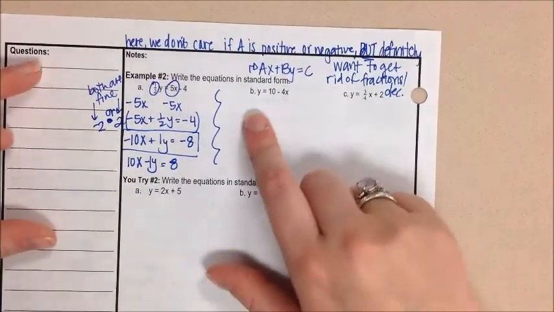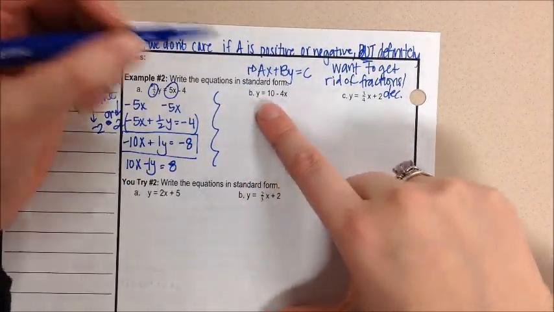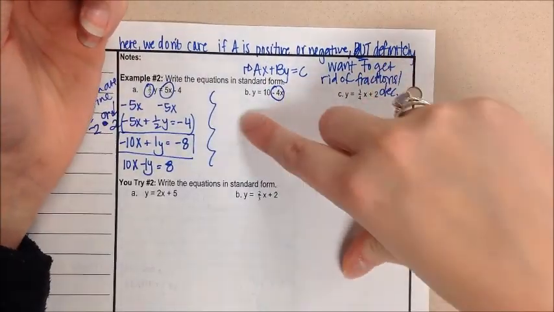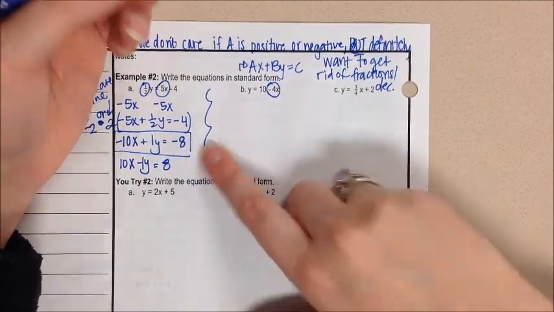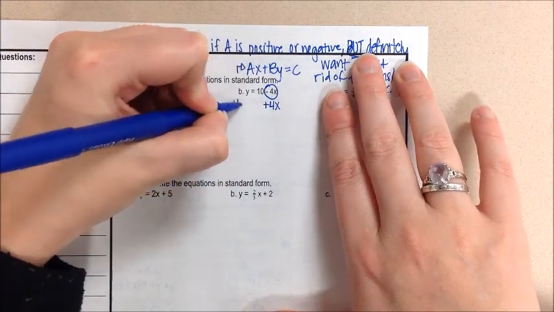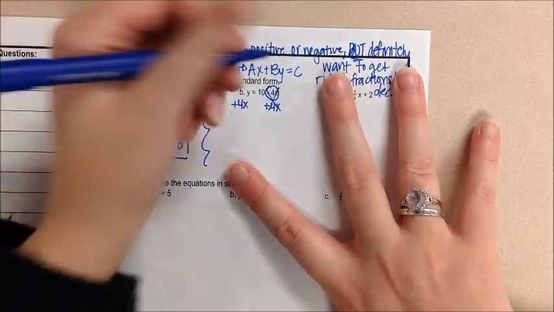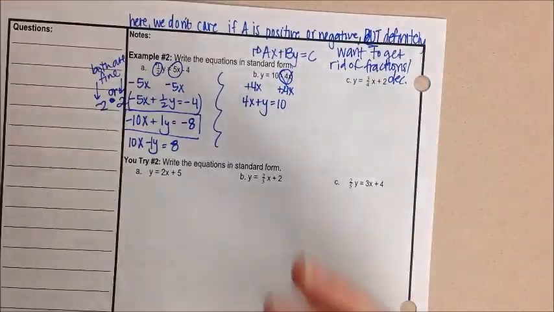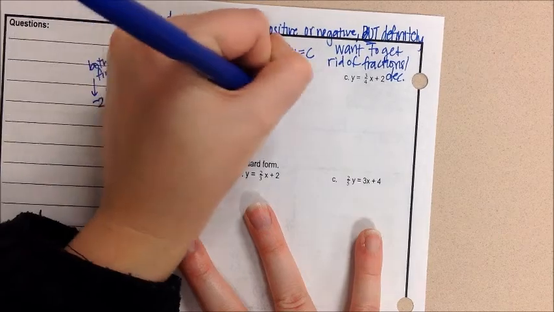Okay, so now I'm going to work on b. So the y is by itself, that's a-okay. 10's good, this is a problem. So I need to get that on the left side. And again, I can't just plop it over there, that doesn't work. Because it's subtracting, I need to add it to both sides, so I'd add 4x to both sides, so then that goes away. So then I have 4x plus y equals 10. And that looks pretty good to me. I don't have any fractions.